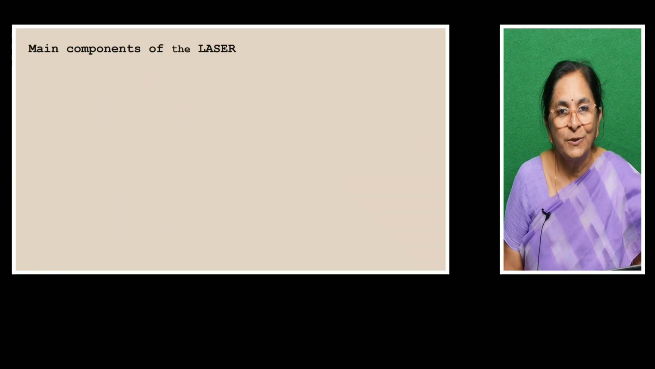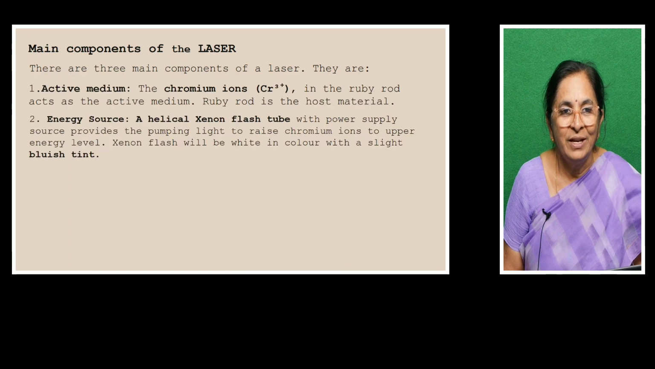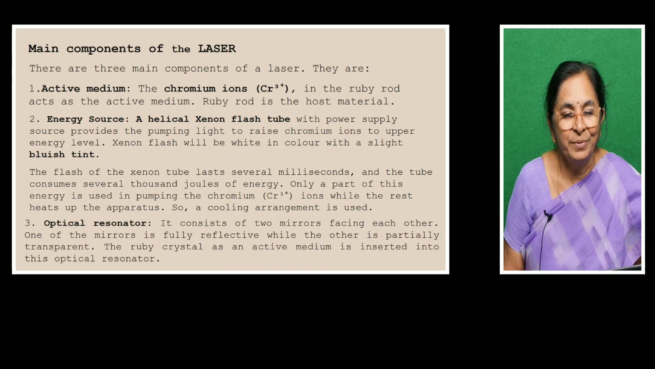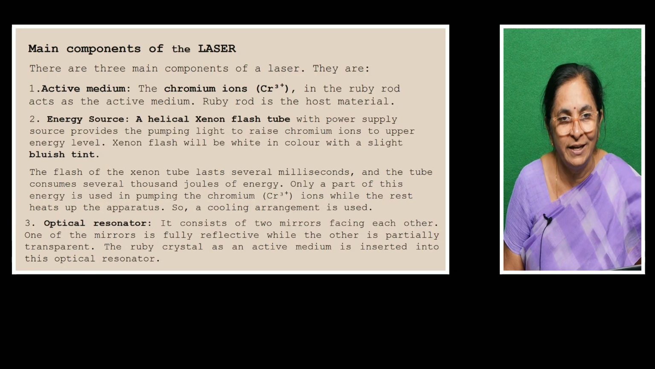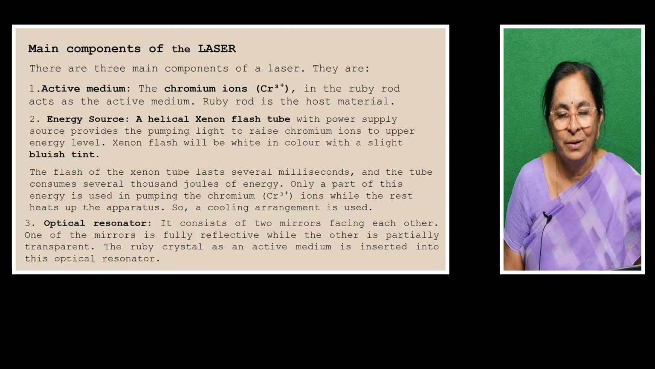The main components of the laser, we know, are an active medium, an energy source and an optical resonator. So here in ruby laser, the active medium is going to be chromium ions, Cr3+ ions. The ruby rod will just act as a host material only. And as energy source, we are going to use a helical xenon flash tube which has a power supply source.